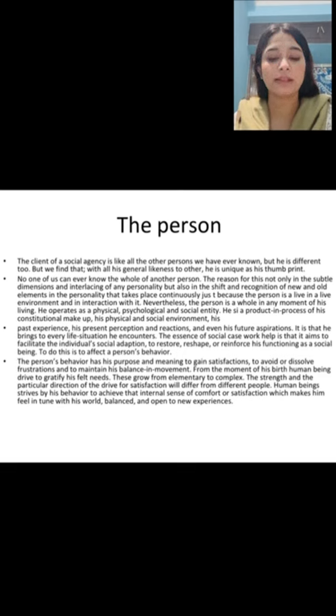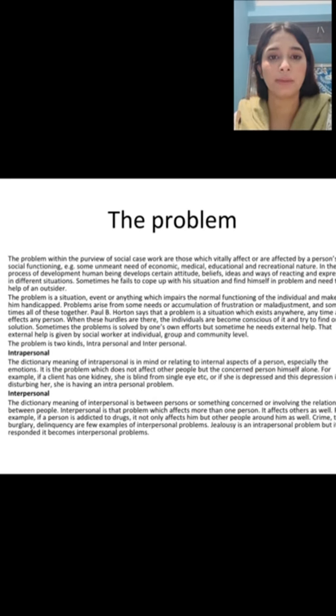Then the second component is the problem. The problems within the purview of social casework are those which vitally affect or are affected by a person's social functioning. Example, some unmet need of an economic, medical, educational or recreational nature.